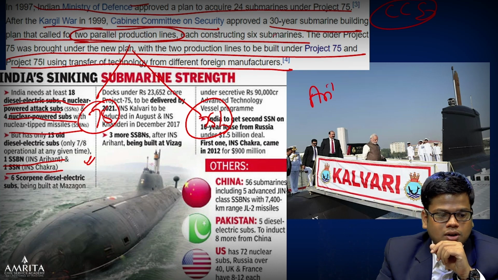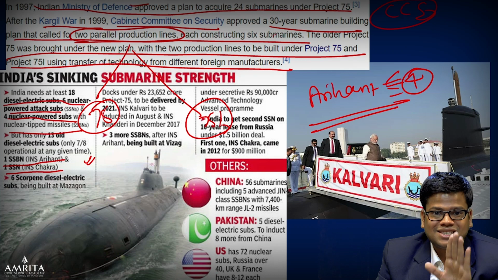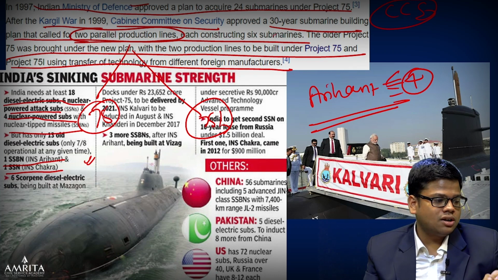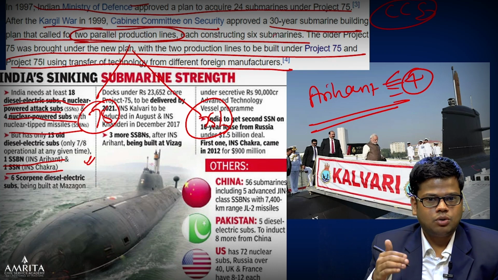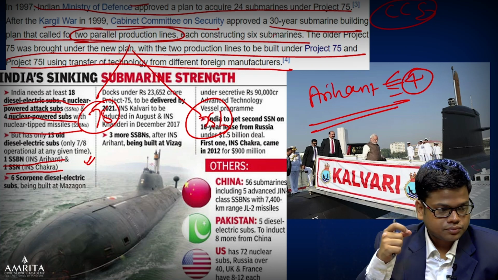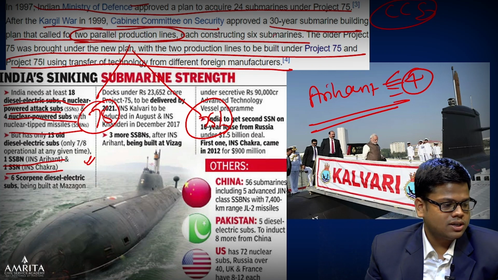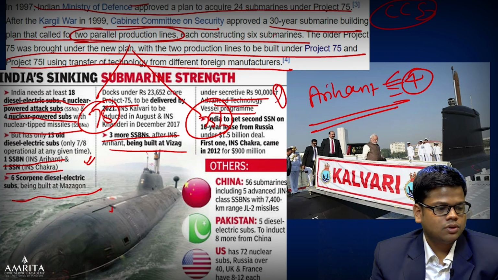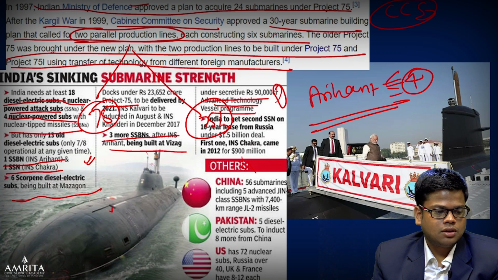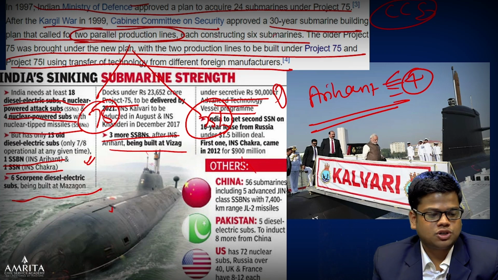So, from Arihant, which is 1, we are thinking to expand it to 4. Okay. INS Arihant and INS Chakra, these things can come. INS Chakra is only an SSN, that is a nuclear powered attack submarine. Okay. Next one is SSBN. Okay. So, 6 Scorpene being built at the Mazagon Dock under Project 75. Okay. 3 more SSBNs after Arihant are being built in Vizag under the secretive 9000 crore Advanced Technology Vessel Program. We'll see that later on. Okay. So, this is the submarine portion.